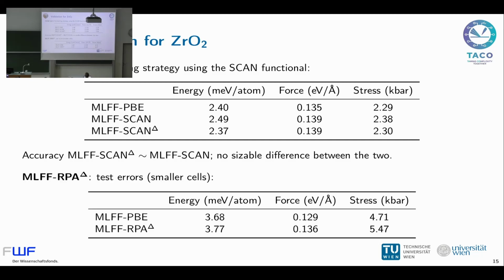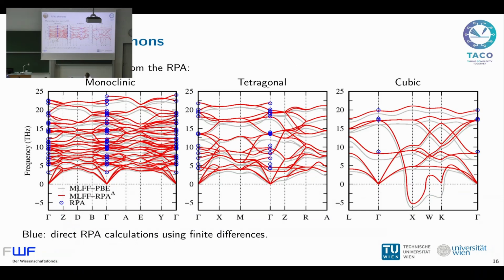And then these are tests for RPA, where we calculate, again, test errors comparing PBE and RPA delta. Now, these errors for energies and stresses are a little bit higher than what we see here, and this is because we're using smaller supercells. There are very simple reasons why the errors are larger. But anyway, the important thing here is that you see the errors between RPA and PBE are very similar. Again, telling us that the method seems to be working. Of course, we need some more testing.